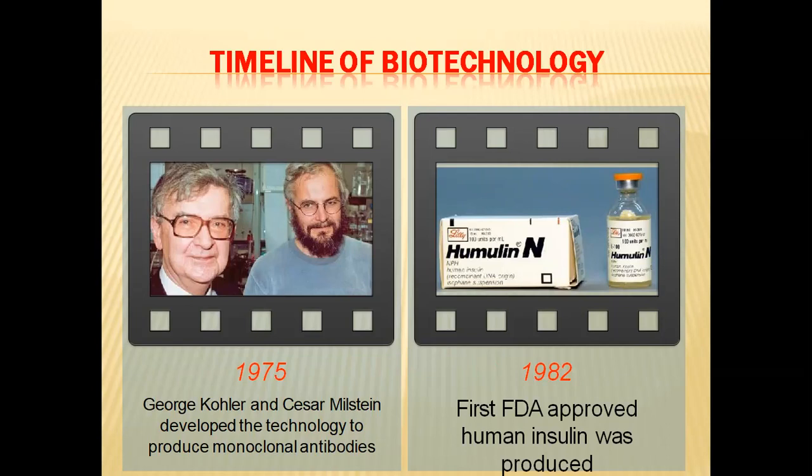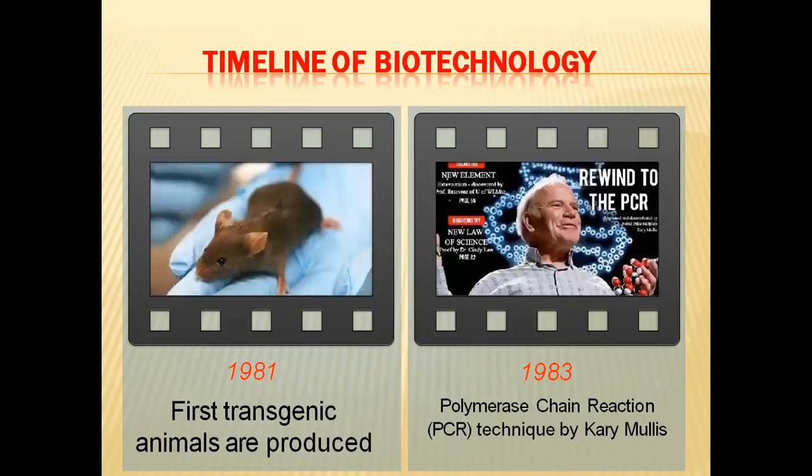In 1982, the first FDA-approved human insulin was produced. So in America, the FDA is the authority that gives permits for newly discovered drugs. So that institution gave permission for human insulin production. And in 1981, the first transgenic animal, the rat, was produced. So this is the first transgenic animal.